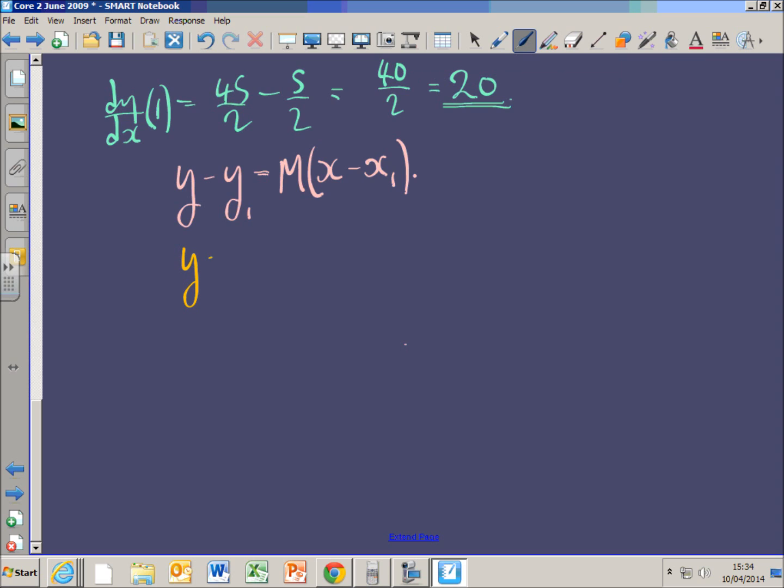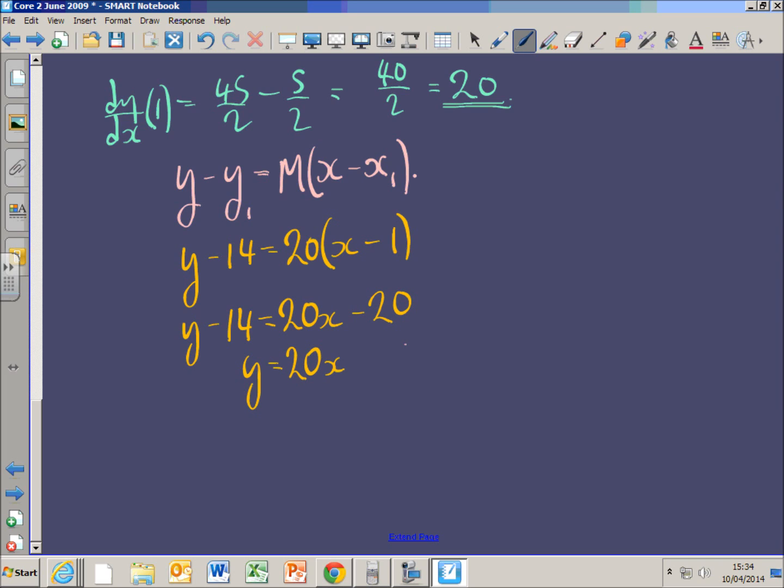So this is going to be y minus 14 is equal to 20(x take away 1). It wants us to get it to look like that. So this is going to be y minus 14 equals 20x minus 20. So y equals 20x minus 6, which is what it wanted to show, right? Is everyone happy with that? Okay.